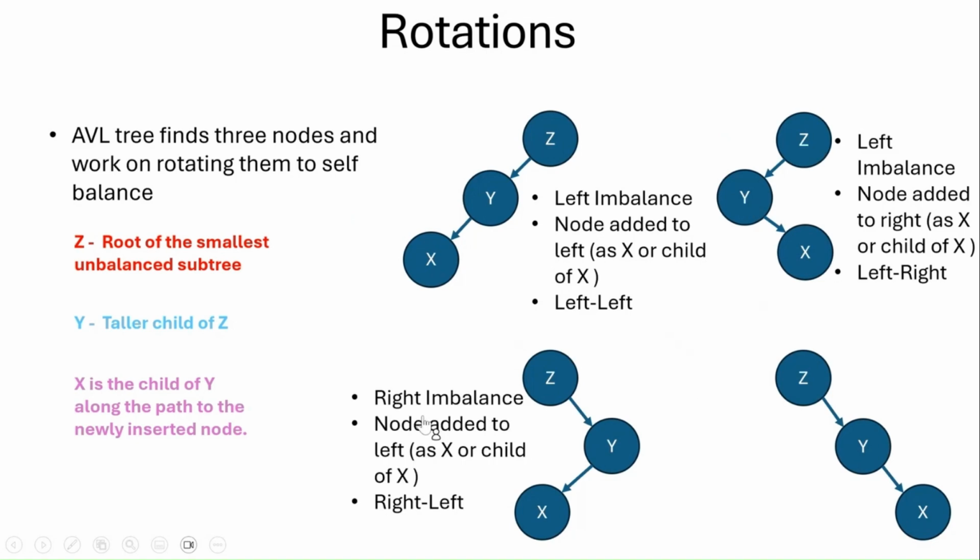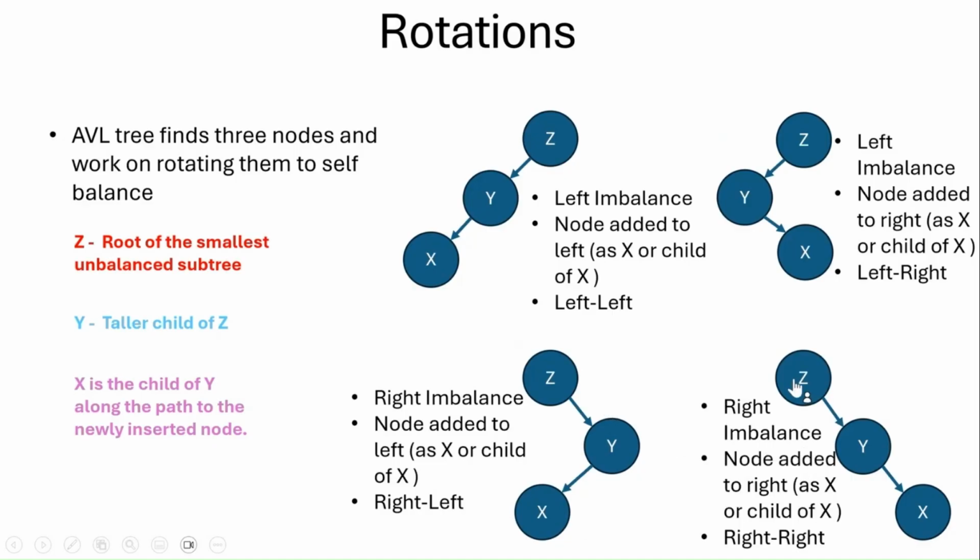Similarly, the situation here is right imbalance. Z became unbalanced because of the right subtree, right? But the new node is added on the left side of the right subtree. That's why it is right left. And the last is right right. Z became unbalanced because of the right subtree, and the new node is added onto the right side of that right subtree. That's why it is right right. So these four situations we need to handle. And for these four situations to get handled, we need to handle them using four different types of rotation logic.